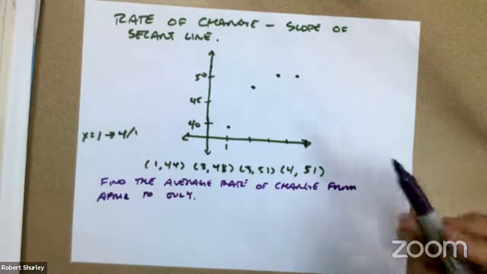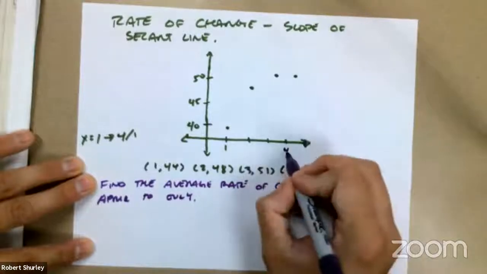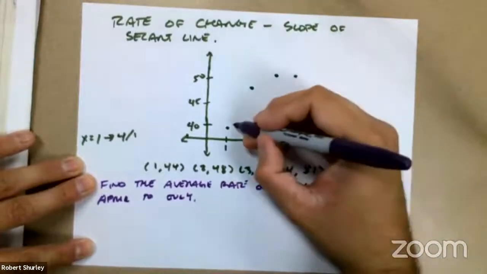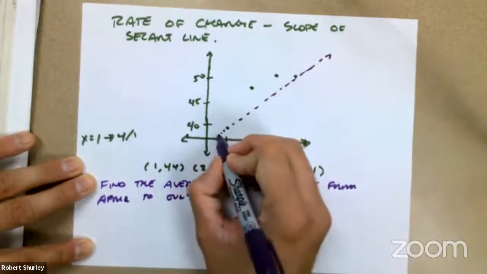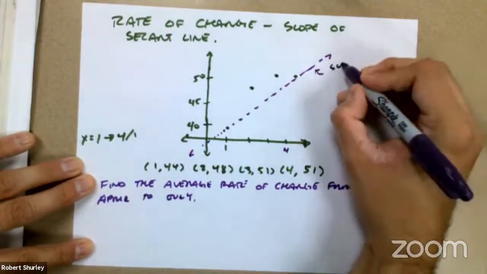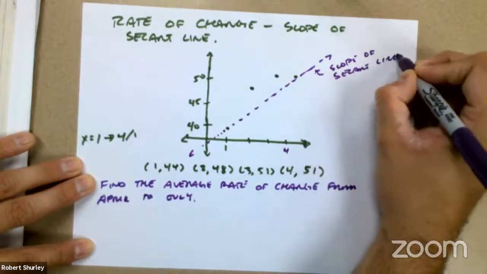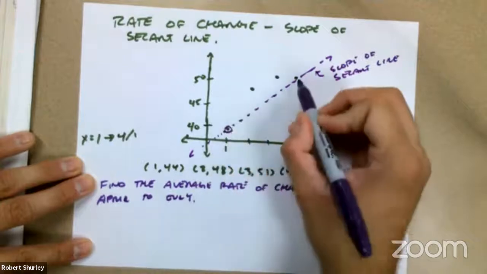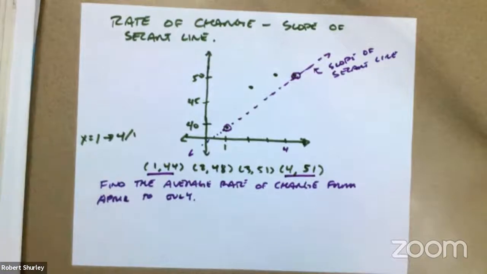So what we're actually doing, and this is what a secant line is. We're going to think of a line going from, now here's April, here's July, right? We're going to think of a line going through those two coordinates. Okay? And what we're going to do is find the slope of this. This is called the secant line. Slope of this secant line. So we've got the two coordinates here and here. And we know those two coordinates, right? They're given to us. We've got 1, we're at 44, and 4, we're at 51.